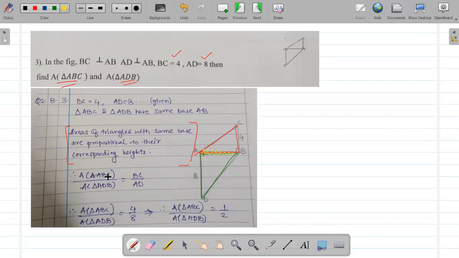So area of triangle ABC over area of triangle ABD, if we consider the ratios, it would be just BC for the red triangle and just AD for the green triangle. So BC over AD, substituting the values and reducing it to lowest form, we get the ratio. Okay, that completes the solution to this problem.